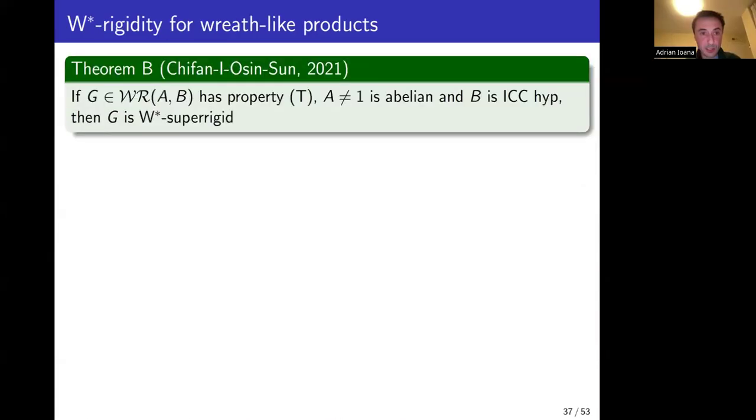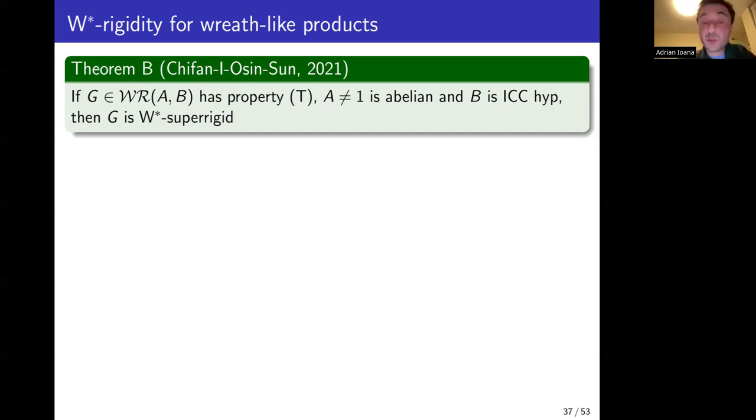All right, so let me recall again what Theorem B said. If G is a Wreath-like product of A and B, which has property T, with A non-trivial abelian and B ICC hyperbolic, then the group G is W* superrigid.